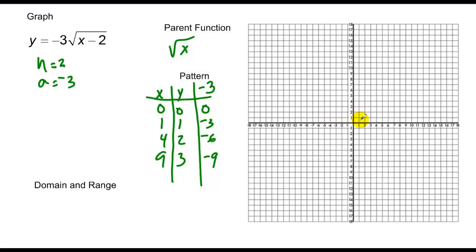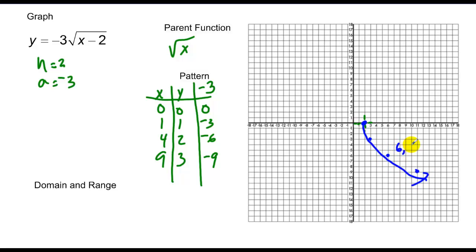I'm going to move over 2, up 0, put my little crosshair there, and graph the points 0, 0, over 1, down 3, over 4, down 6, and over 9, down 9. Go ahead and graph that. Whoops. Connect the dots would be better.